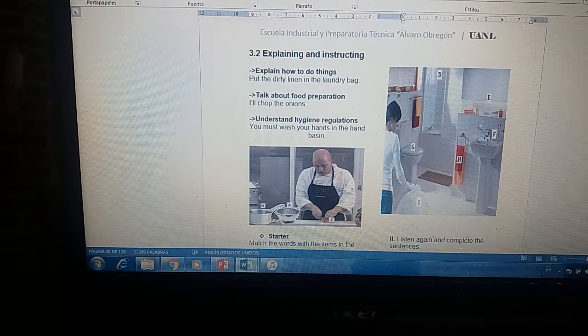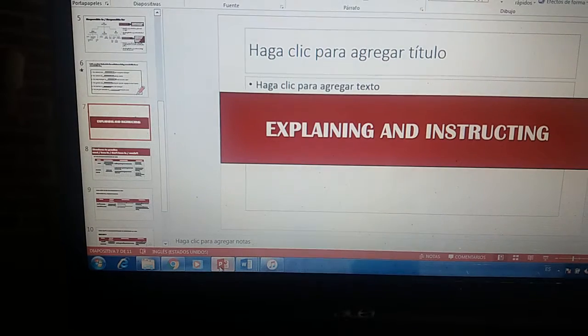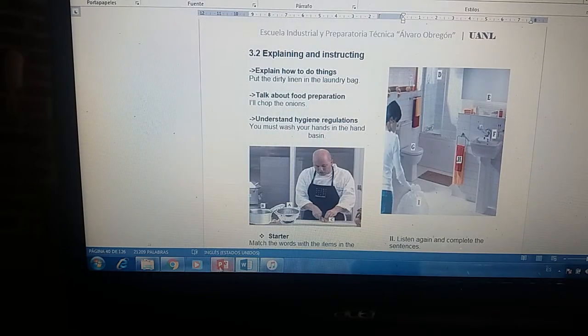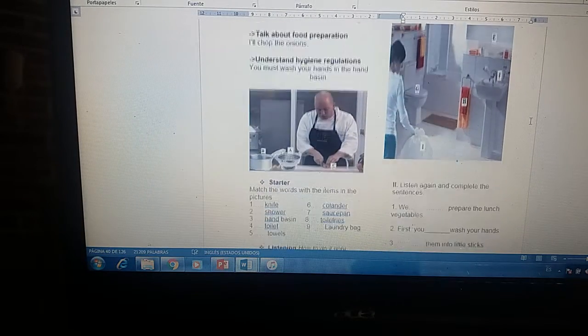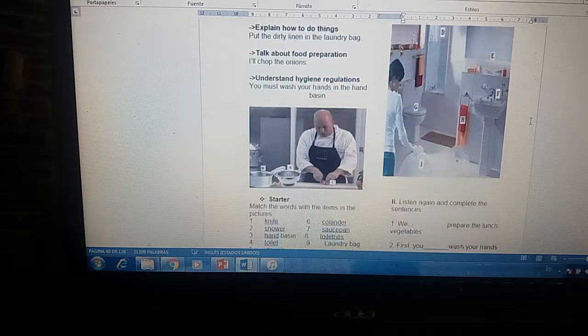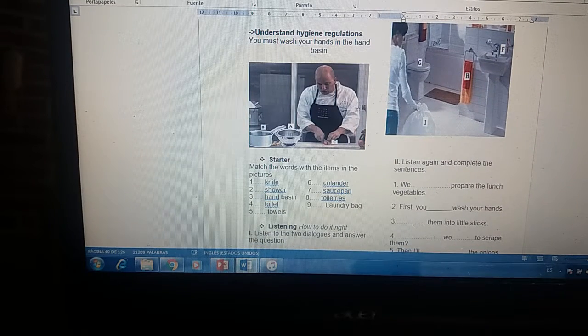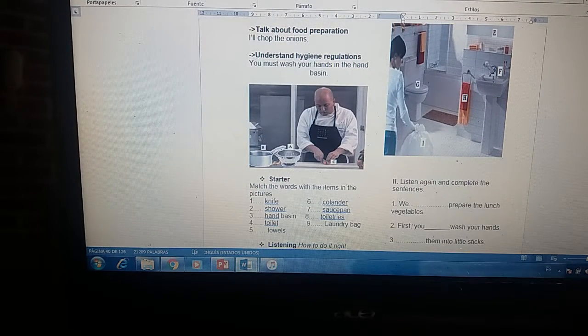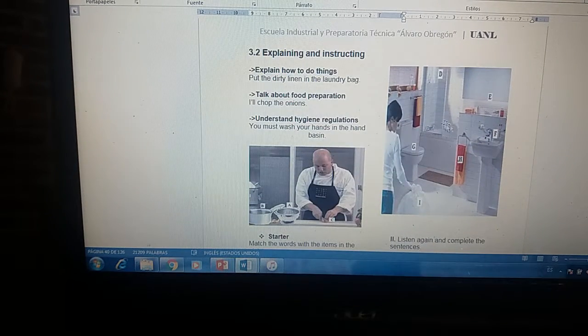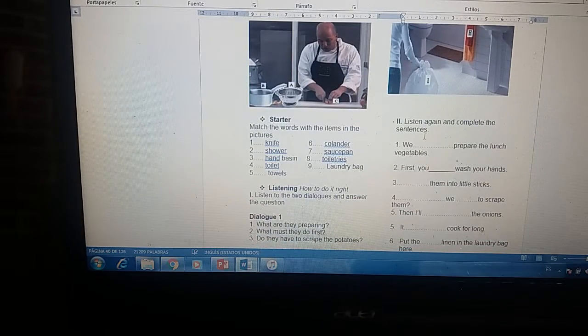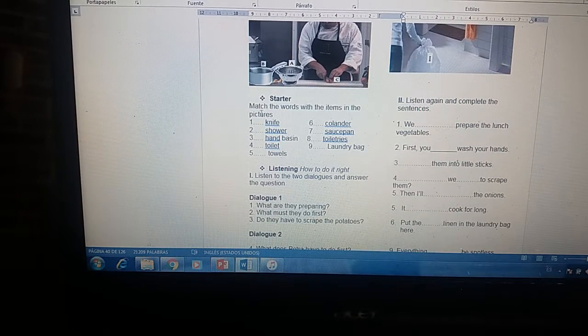Okay, guys, so we must go on with the next unit, unit 3.2, explaining and instructing. I have here the presentation, and the unit starts with this activity where you can find two images. One person is in the kitchen and the other one is in the bathroom of a hotel room. And here is a starter, and it says match the words with the items in the pictures.